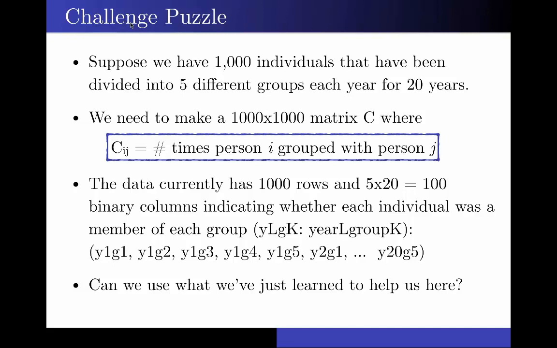The third bullet point here describes how the data is currently available, and we'll want to think about how we can use what we've just learned to help us make this matrix efficiently. Again, I'll cover this puzzle in more detail, but I wanted to propose it now in case anybody wants to think about how they might set this up immediately after thinking about outer products.